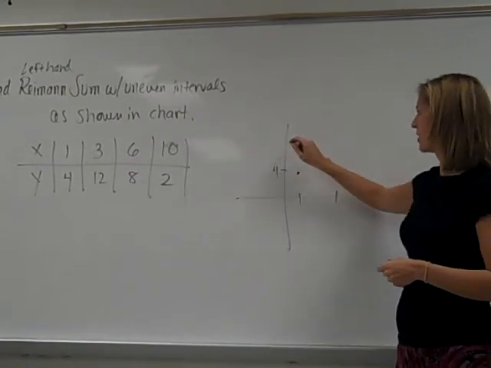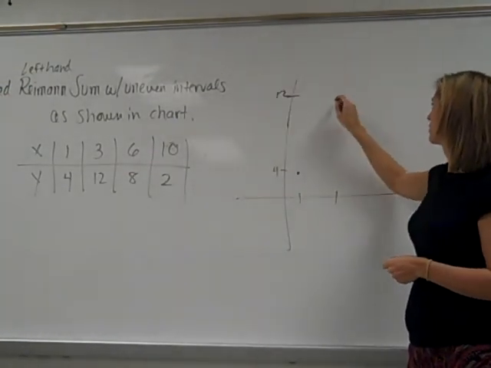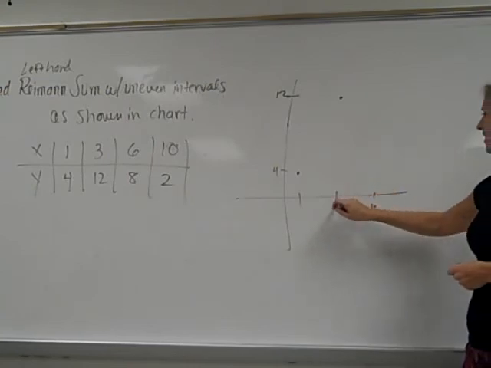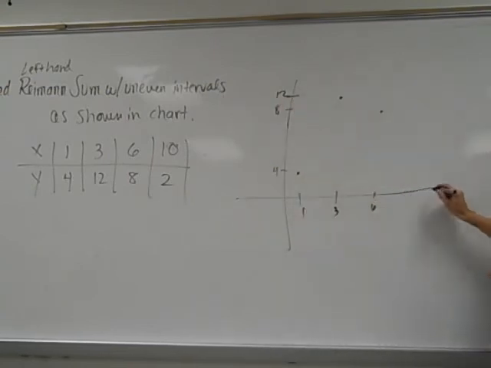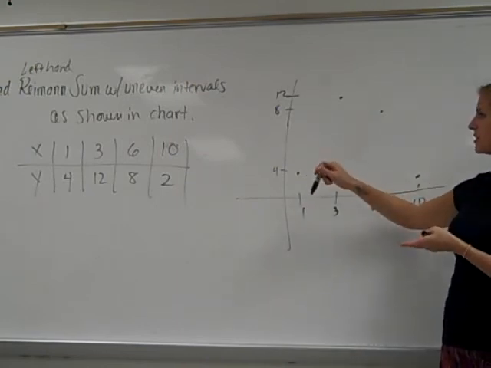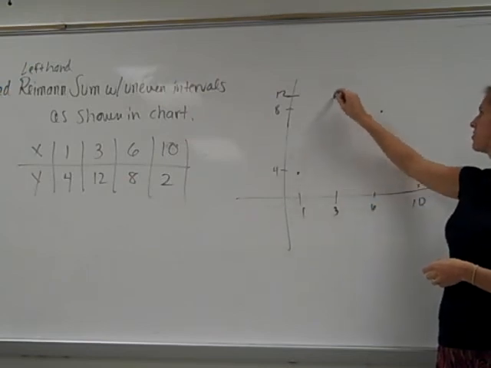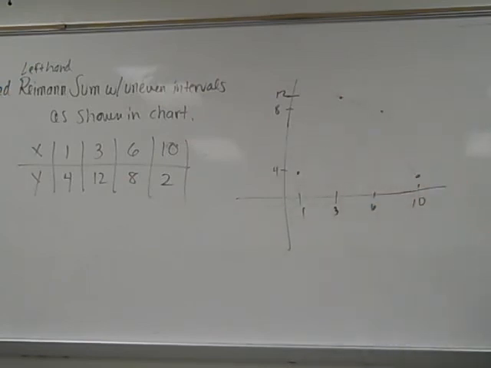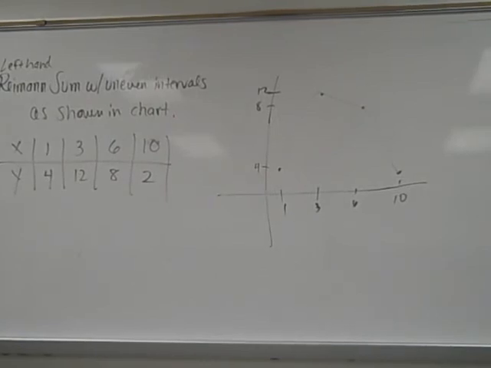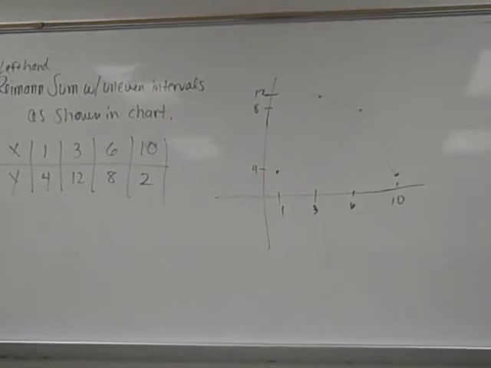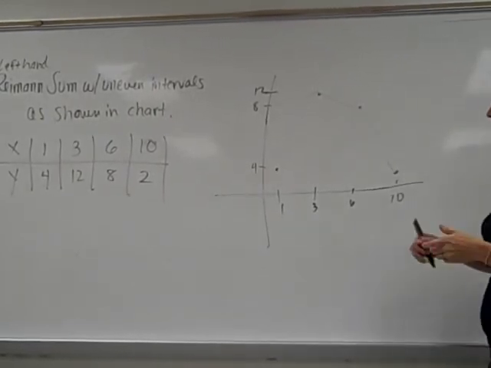when x is 6, y is 8, and when x is 10, y is 2. So basically what this is telling me is I have some kind of curve that goes through these points. I don't really know how, but it hits them somehow. And the problem is going to want you to find the area under that curve using a left-hand Riemann sum or a midpoint sum or whatever. For this particular problem, you just need to know how to do it.